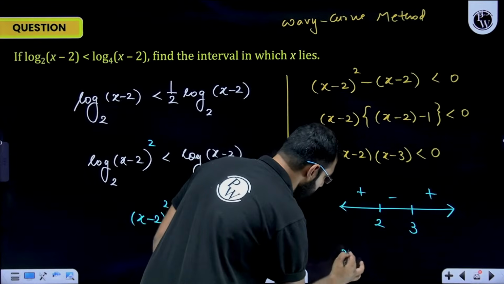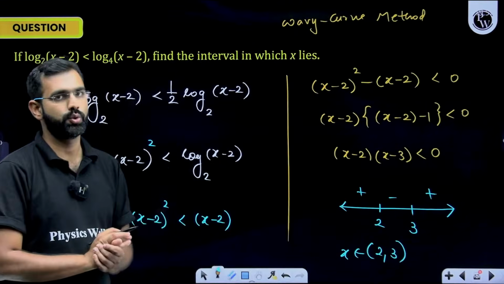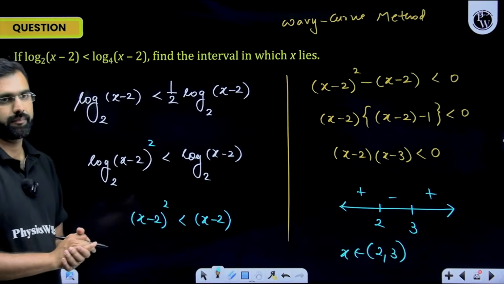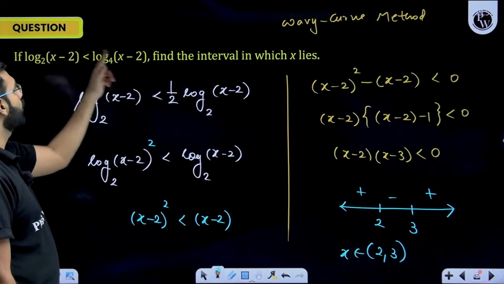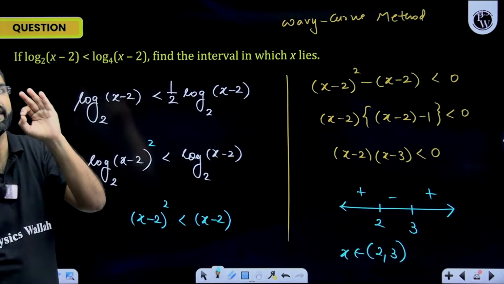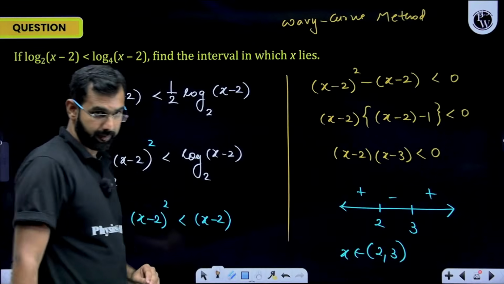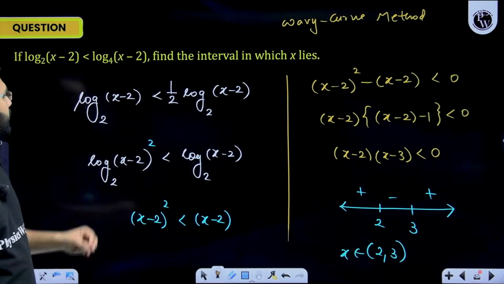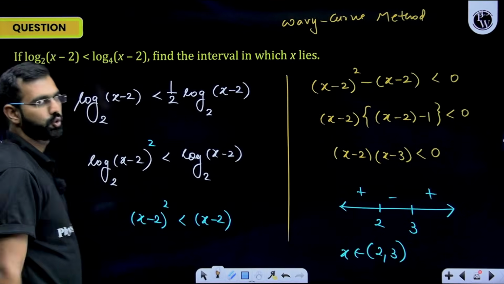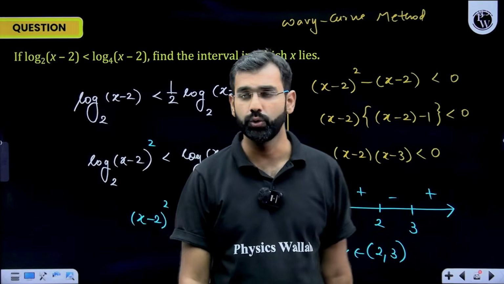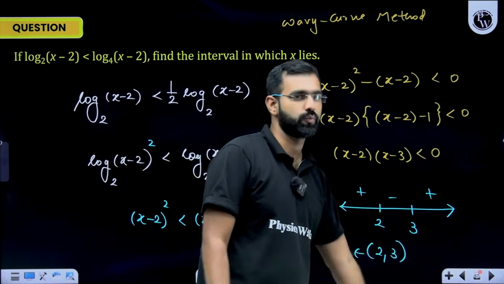So here I may be thinking that answer could be 2 to 3, but let me cross check it. I hope when I put any value between 2 to 3, it does not violate its domain. Domain means if I take any value between 2 to 3, let's say 2.5, so 2.5 minus 2 will be positive. 2.5 minus 2 is positive. So yes, any value between 2 to 3 will be an acceptable value. So yes, the final answer will be x belongs to 2 to 3.